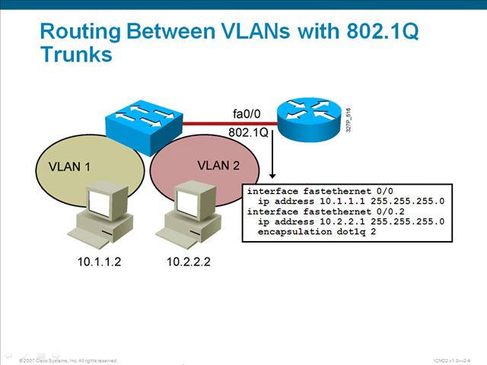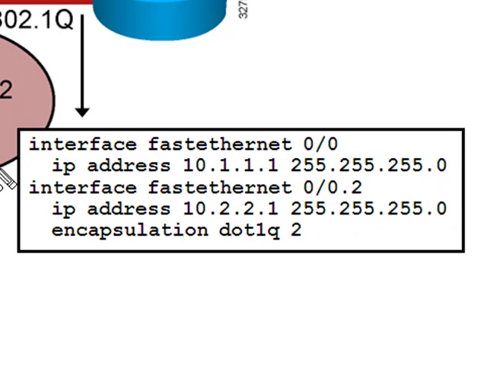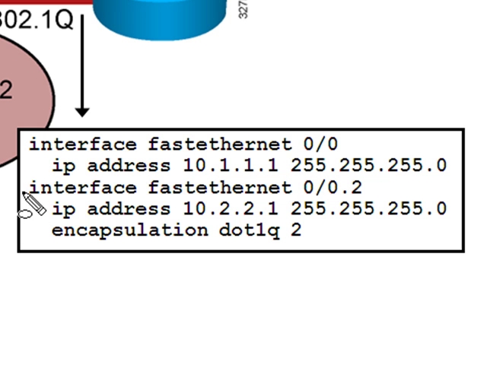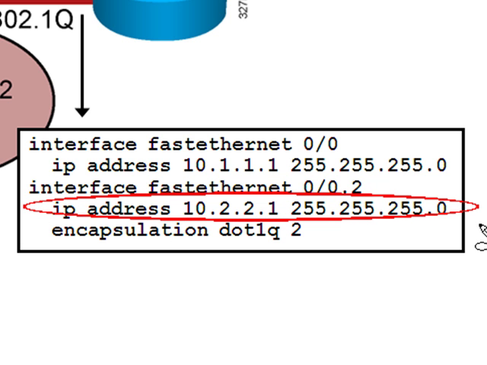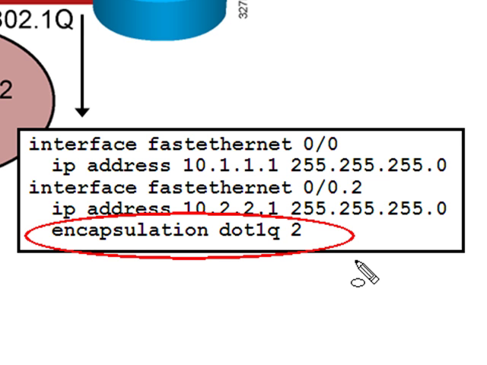Here's a configuration that you might use to set up a trunk link that would route between the two VLANs. Notice that we set up interface FastEthernet 0/0.2. .2 is a subinterface that we'll be using to go to VLAN 2. The interface has an IP address on the subnet that the VLAN belongs to. Also very important is the encapsulation dot1q 2. The 2 is the VLAN tag for the VLAN that you're going to be routing.